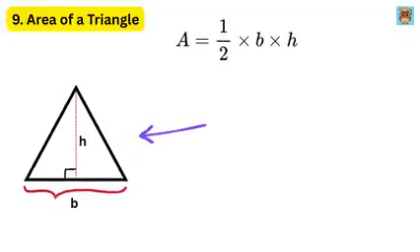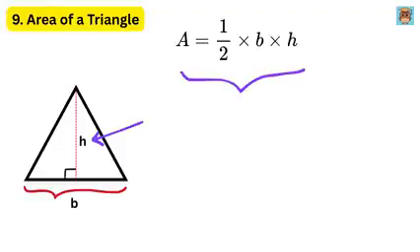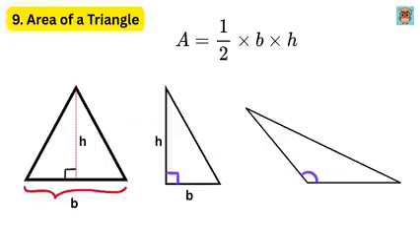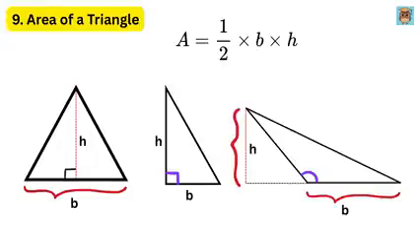So consider this acute-angled triangle. If this side is the base, and then this is the height, the area will be this. Then consider this right-angled triangle. If this side is the base, and then this side itself becomes the height, the area will be this. Then consider this obtuse-angled triangle. If this side is the base, and then this is the height, the area will be this. Yes, height can also go outside of the triangle in the case of an obtuse-angled triangle.